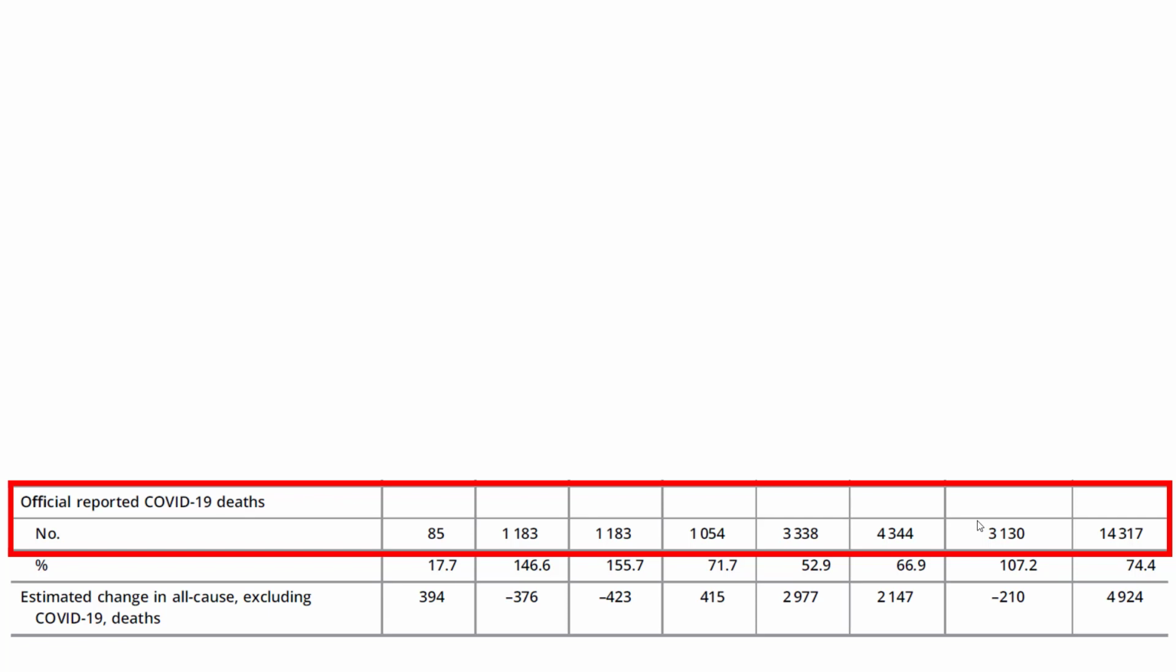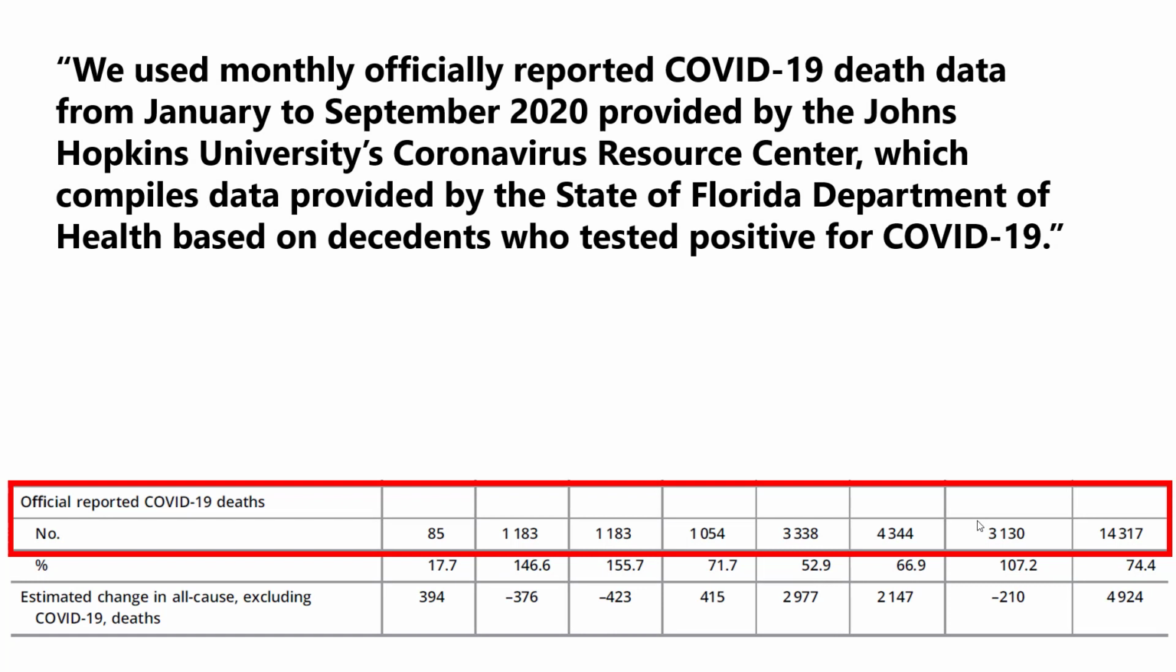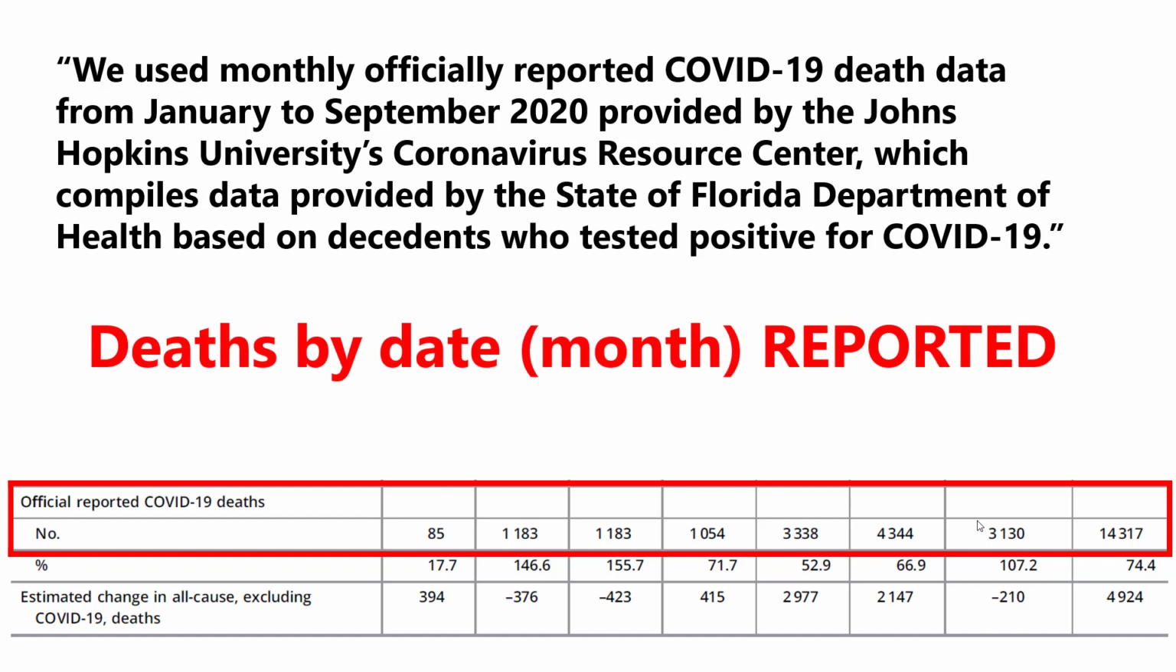I mentioned to you that they pulled official reported COVID-19 deaths. This is from the paper itself: "We use monthly officially reported COVID-19 death data from January to September 2020 provided by the Johns Hopkins University's Coronavirus Resource Center, which compiles data provided by the state of Florida." You get the picture, right? Sounds very good, and this is a reputable source, but the big problem in this case is these are deaths by the date, in this case the month, that they were reported, not when they occurred.